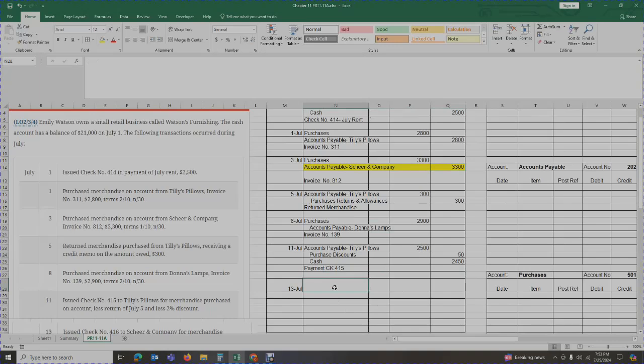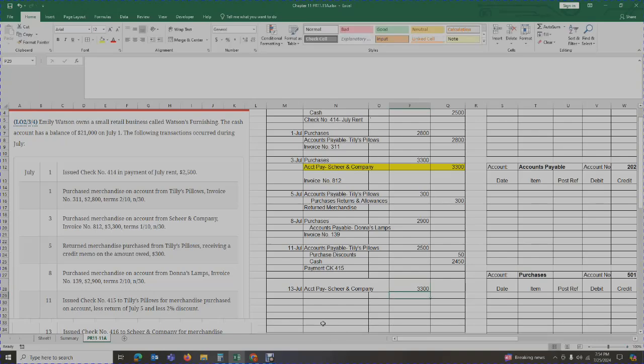Accounts payable, Shear and Company. Let me abbreviate. That way it fits. There we go. Accounts payable, Shear and Company. Let me abbreviate this one over here, just so it can fit. So we owe $3,300, and we know that we're going to clear those $3,300. We're going to clear them out.